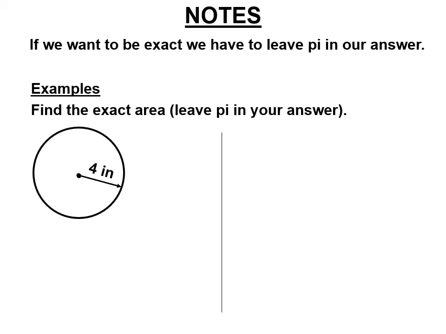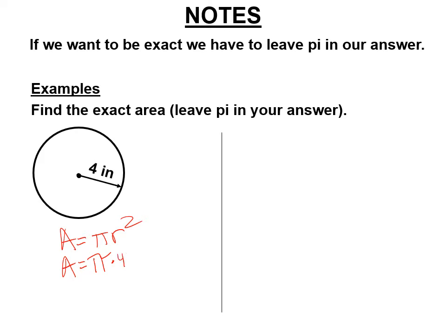All right, so now notice this. It says if we want to be exact, we have to leave pi in our answer. There really is no other way. So it says find the exact area, leave pi in your answer. So area is exactly pi times radius squared. So it's exactly pi, that Greek letter. We're not going to write 3.14. That's not pi. That's our approximation.